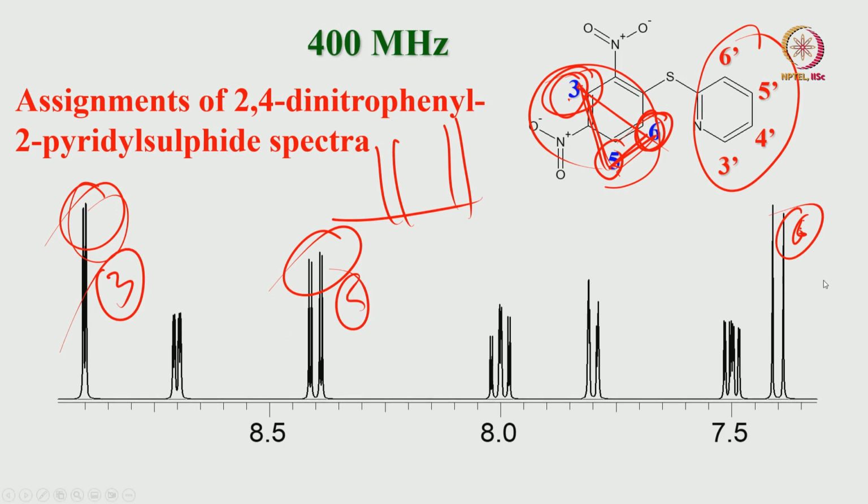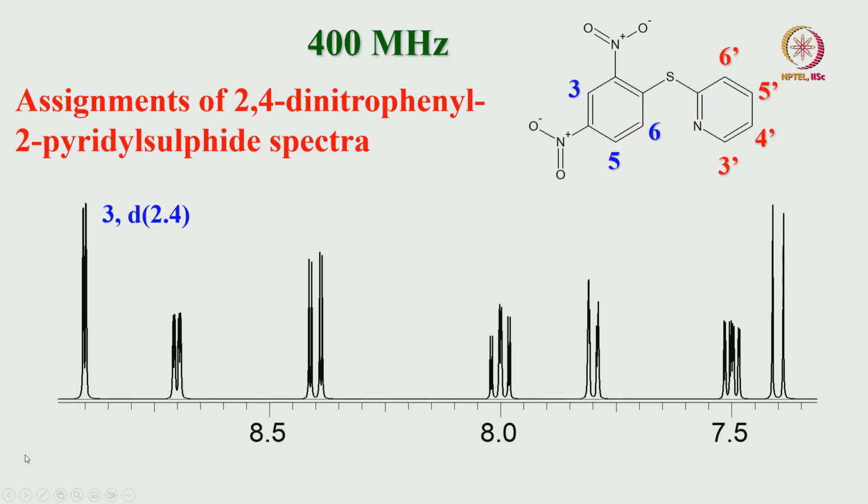Okay, we can go ahead and then start interpreting everything slowly. Okay, now we will start looking at it. What I said is correct. It is proton 3. It is a doublet of 2.4 Hertz coupling coming because of meta coupling. Then I said this is the sixth one. It has to be a doublet. That is also correct. My guess is correct.